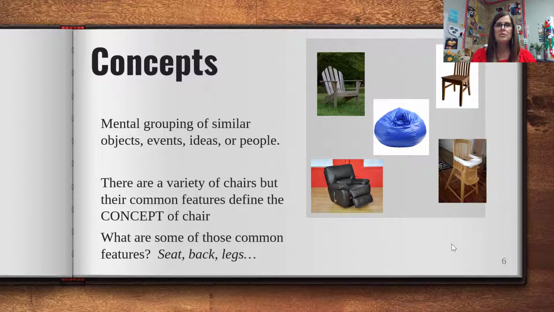Going a little bit more specific on these concepts, a concept is a mental grouping of similar objects, events, ideas, people. You can see here in this picture, there's a variety of chairs. But when you're trying to come up with a concept of what a chair is, you have to look at some of those similar features, those common features. So of all of those chairs, are they all chairs?